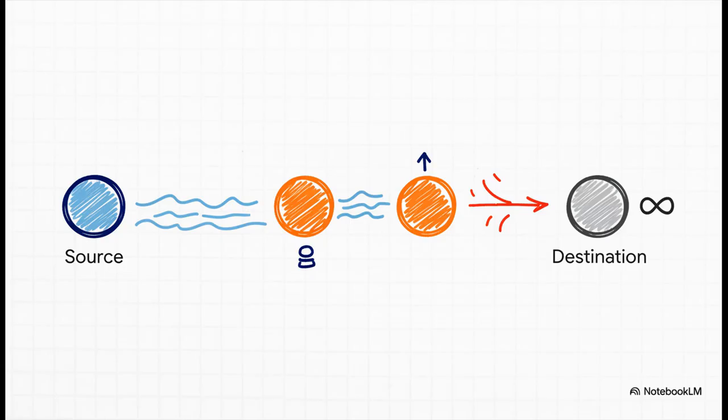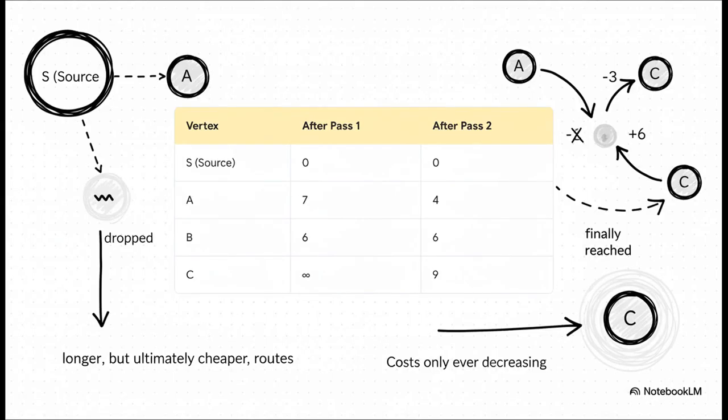Okay, so now we're ready for pass 2, and this is where it gets interesting. The key is we now know the cost to get to A and B, so we can use them as new launch pads, potentially unlocking even cheaper routes to places further down the line. Let's see what happens. And whoa, look at that! The distances just keep getting better.